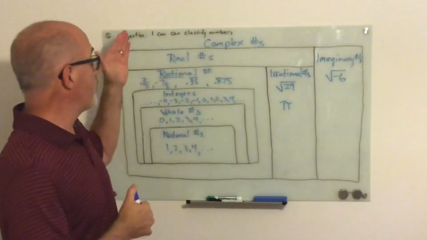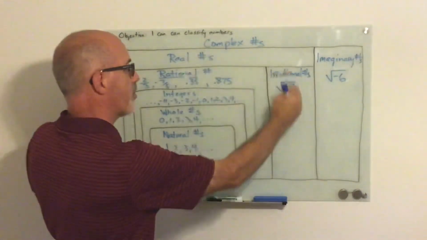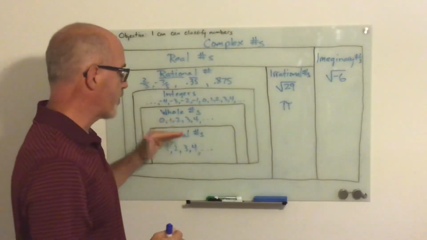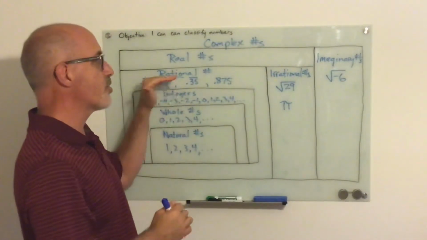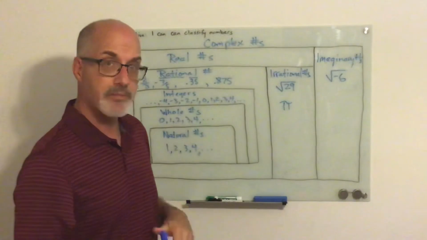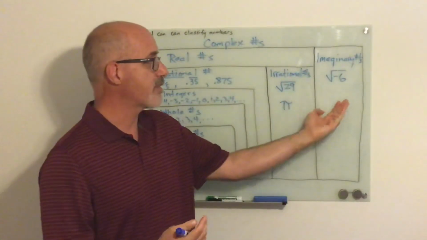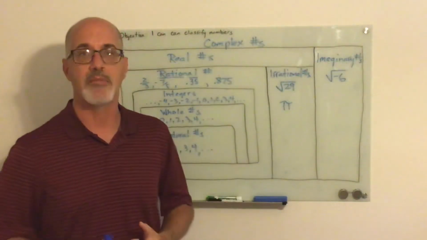So you should be able to classify numbers. For now, focus on the real numbers. Together, knowing if they're natural, whole numbers, integers, rationals, or irrationals, and real numbers. And then later on in this course, we'll also add to our classification imaginary numbers and complex numbers.